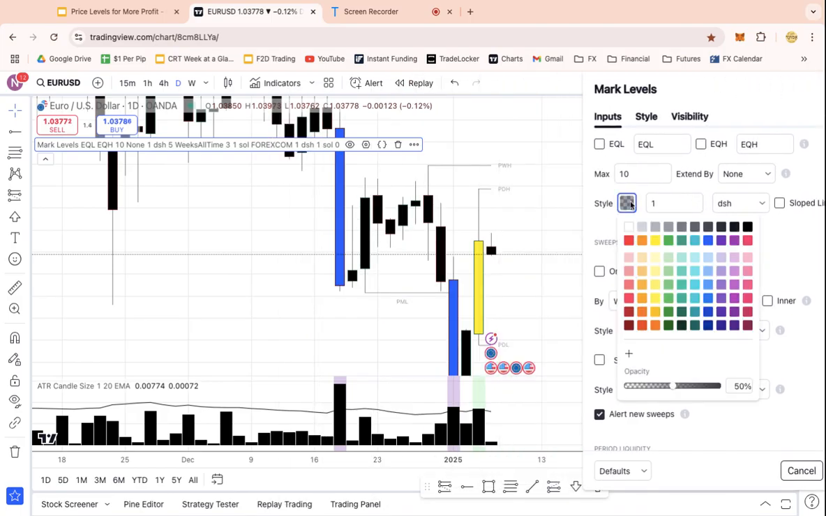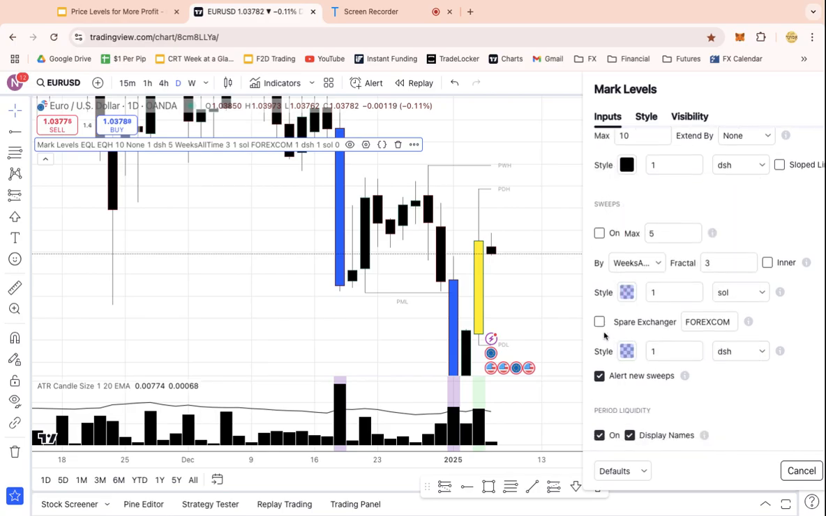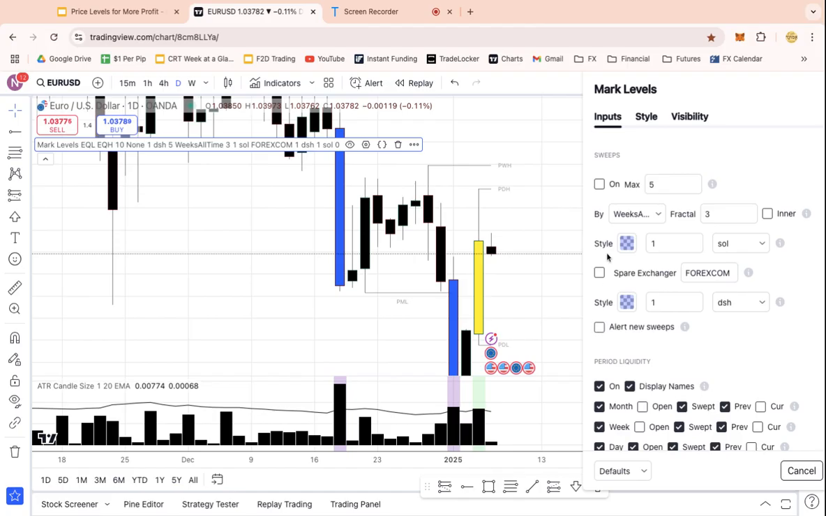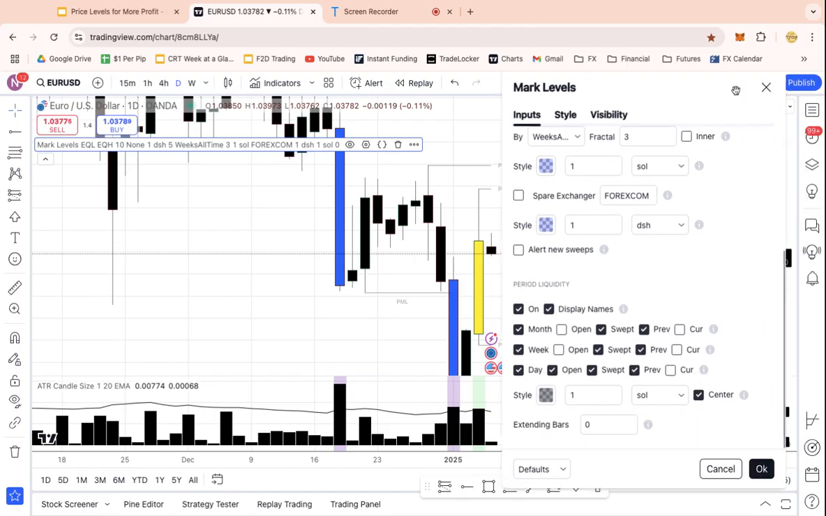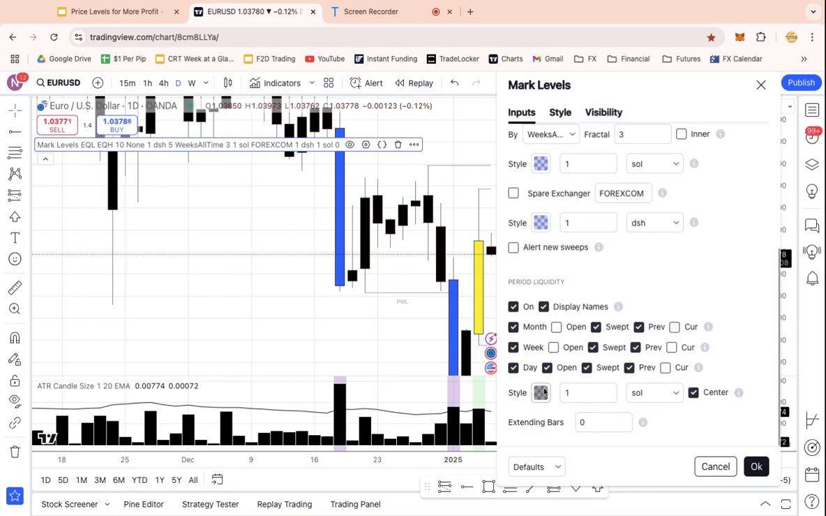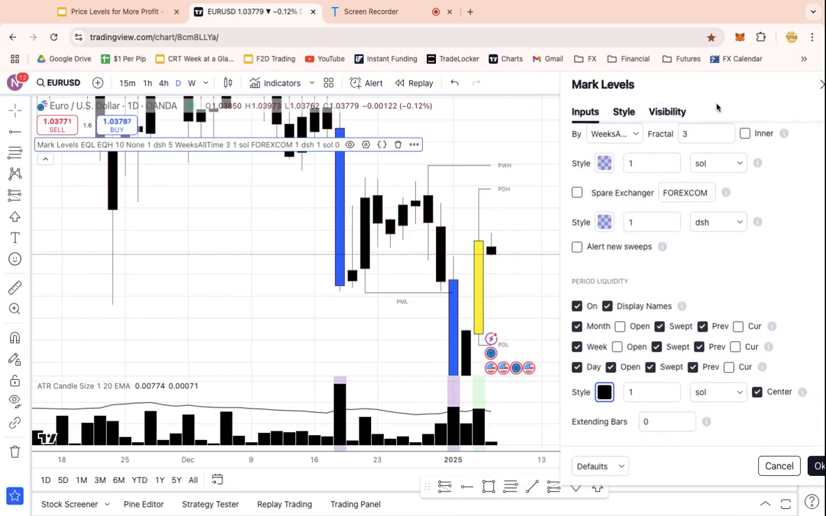The default setting is gray, but I like to make the lettering at least as black as possible because otherwise it's just kind of hard to see. So let me see. Don't need to alert new sweeps. Display names, we can leave that there. Style, I think this is the one that makes it black here. We click that, and the opacity, pick that up to 100. See if that makes it kind of darker.